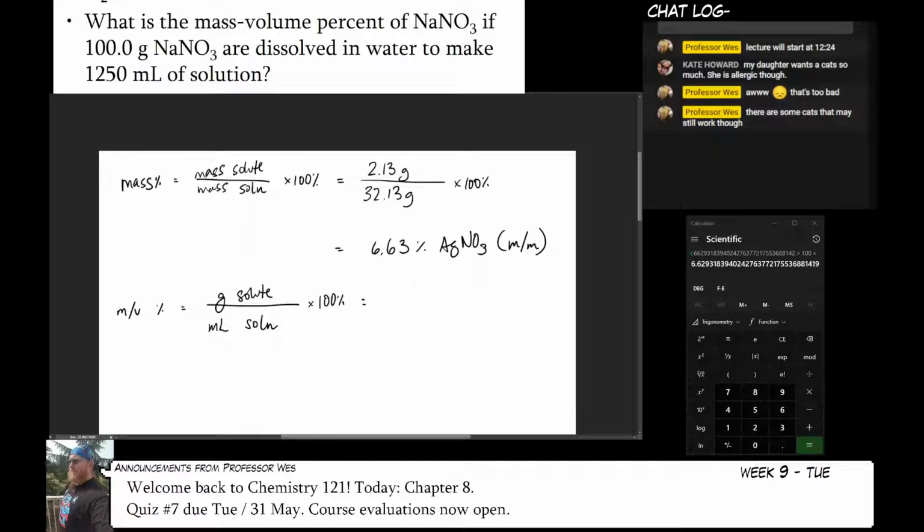And so that would be, so I got 100 grams divided by 1,250 milliliters. And let's see what we get. So 100 divided by 1250 times 100 is 8%. And that is NaNO3 mass volume percent.